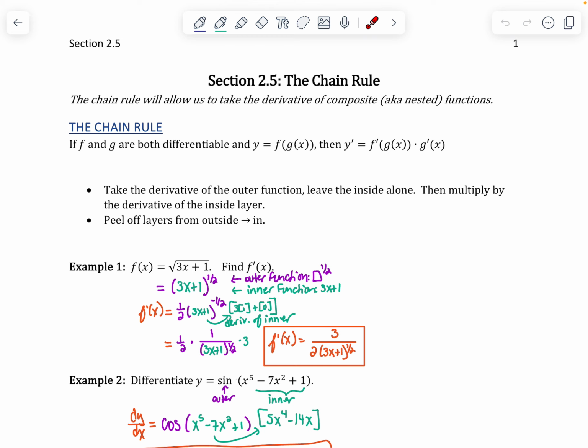Think of it this way. You're taking the derivative of the outer function, where at first you're just leaving that inner function alone, but this derivative is then multiplied by the derivative of that inner layer. So think of it as really kind of peeling off layers from the outside in.